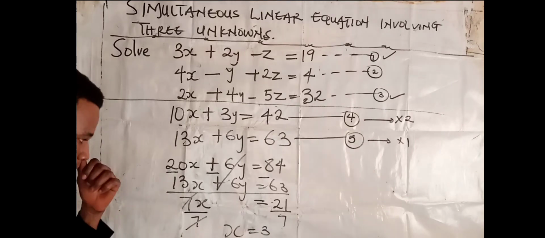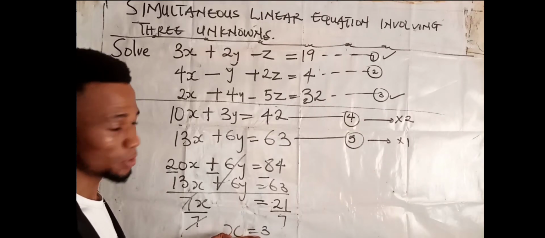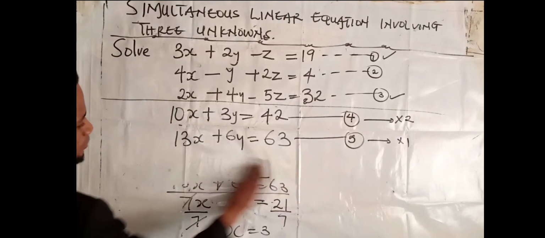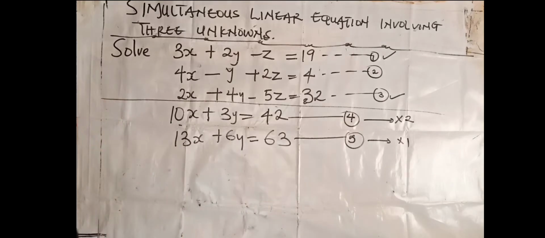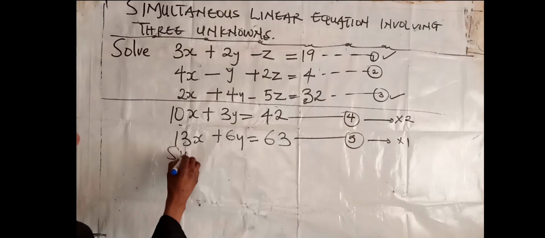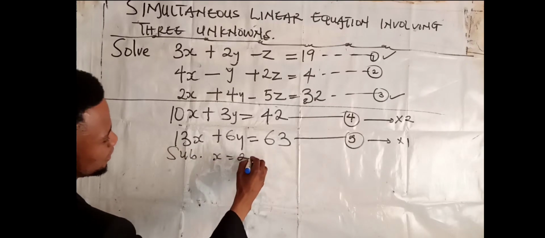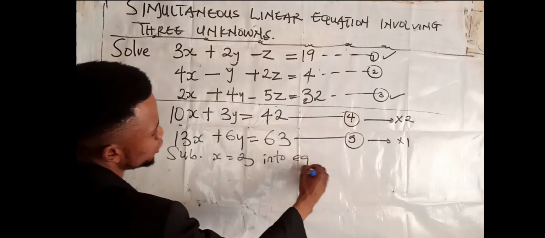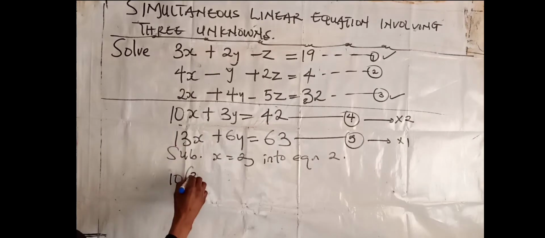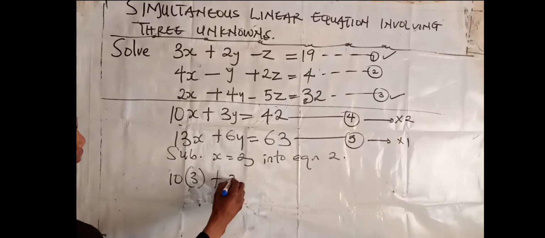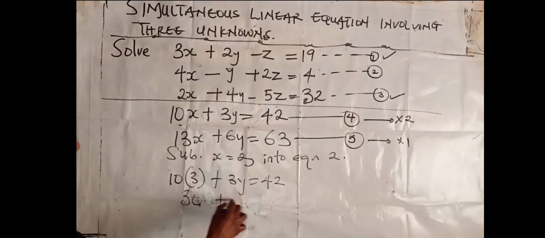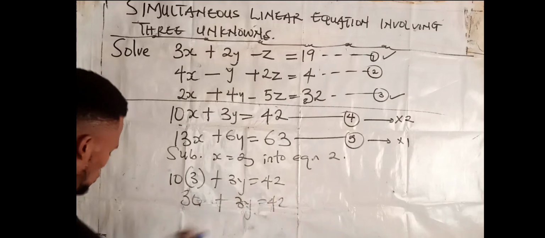Now, the next thing we are going to do is that you substitute this x is equal to 3 into any of the two equations. Let me use this equation. Let me substitute x is equal to 3 into equation 2. And this is 10 when my x is 3 plus 3y is equal to 42. This gives me 30 plus 3y is equal to 42.